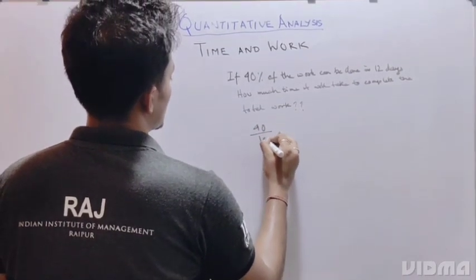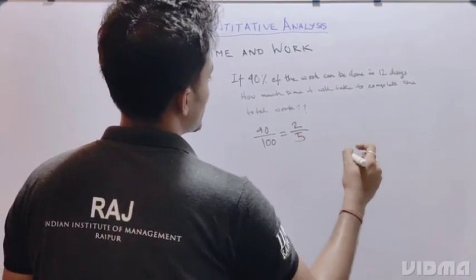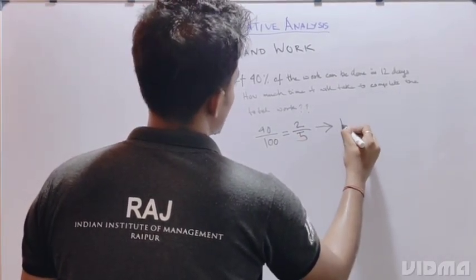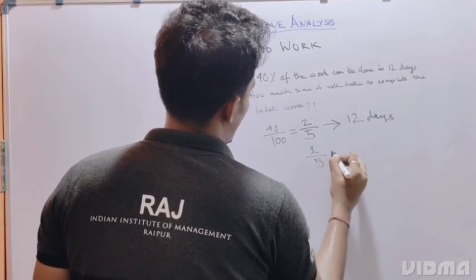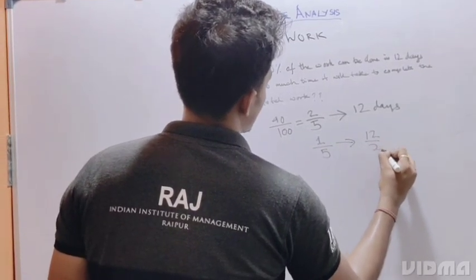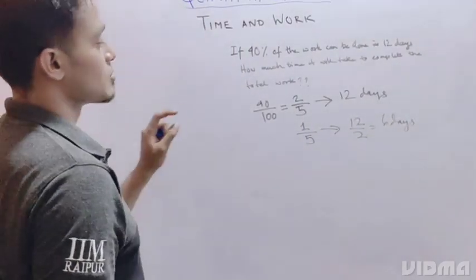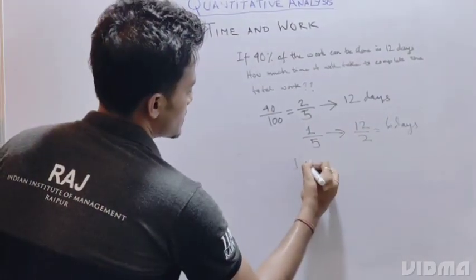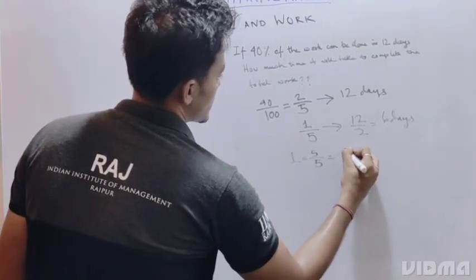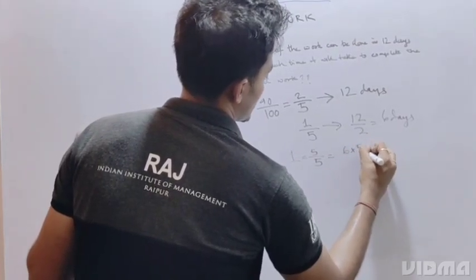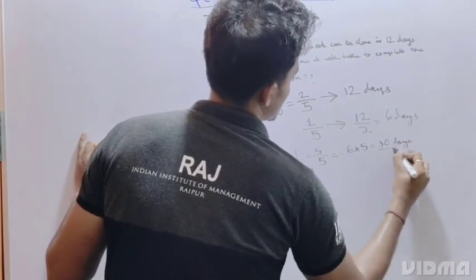40%. What is 40%? 40% is nothing but 2/5. So 2/5 of the work is done in 12 days. Therefore 1/5 of the work will be done in 12 by 2 days, that is 6 days. And the total work, 1 is the total work, or it could be written as 5 by 5. Therefore the total work is done in 6 into 5, that is equal to 30 days. Simple, this is the answer.